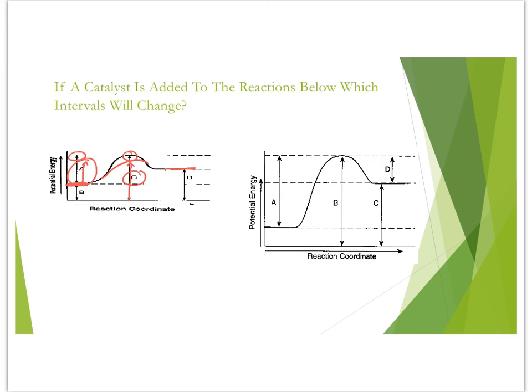So same thing for the second graph. If I add a catalyst, instead of having to go all the way to the top to reach this total activation energy, now I only have to go this high, so this would change. My activated complex would change. And this is the activation energy of my reverse reaction. That would also change.